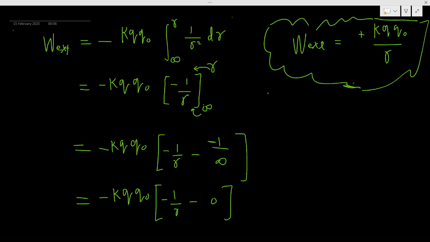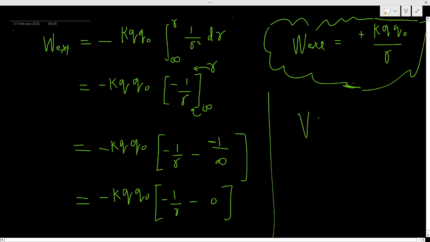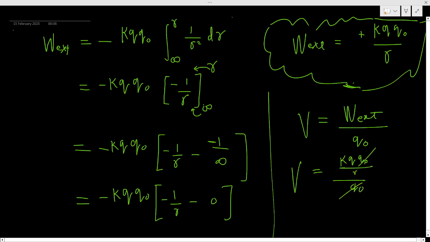Now next, you have to find potential. Very simple. The formula of potential is work done by external force divided by Q naught. So we got K Q Q naught by r divided by Q naught. Q naught will cancel out. We got the final answer, K Q by r. This is a very important expression for the electric potential due to a point charge. Keep this in mind. In this formula, you have to take the sign of the charge. If the charge is plus Q, take plus Q. If the charge is minus Q, take minus Q.